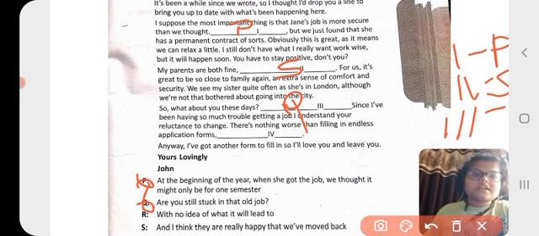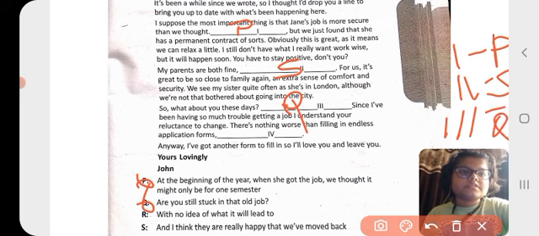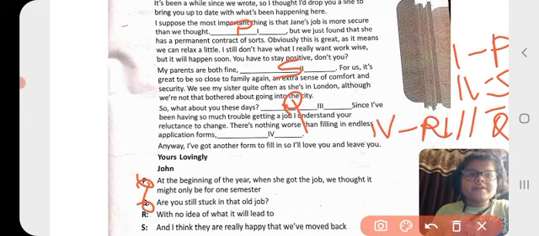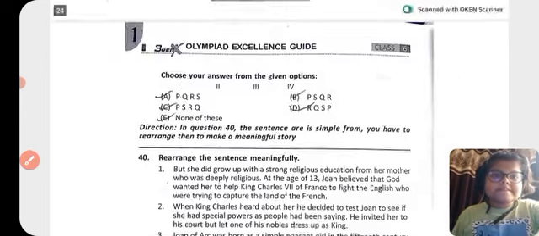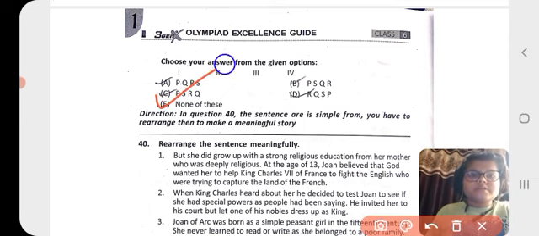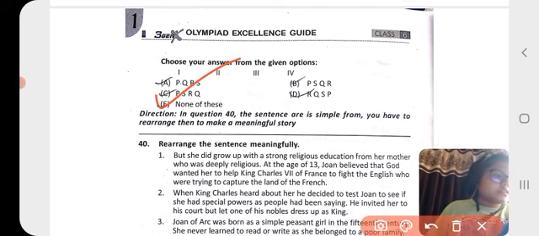Are you still stuck in that old job? Okay, next. There's nothing worse than filling in endless application forms. So the fourth will be with no idea of what it will lead to. So now we remember the sequence P, S, R and Q. So I, P, S, R, Q. It's an option C.